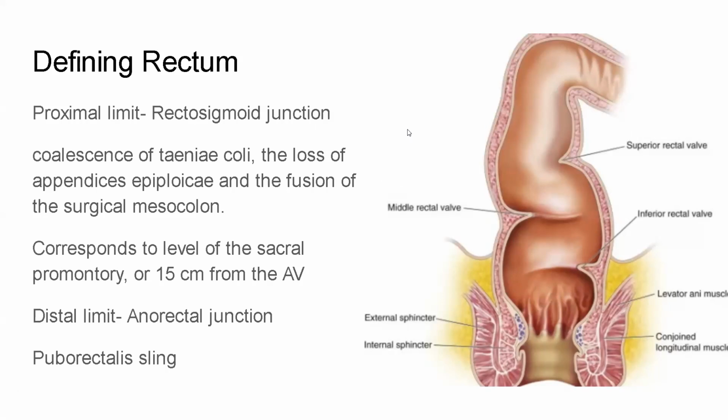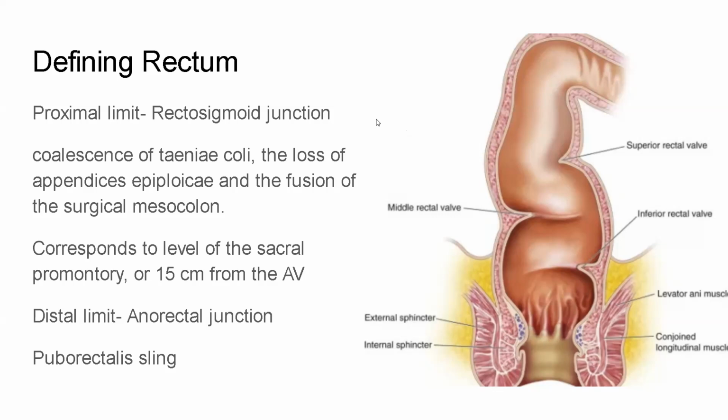And as far as surgeons are concerned, the proximal limit, that is the rectosigmoid junction, is marked by the coalescence of the tinea coli, the loss of the appendices epiploicae, and the fusion of the surgical mesocolon. Now, this roughly corresponds to the level of sacral promontory, which is again approximately 15 centimeter from the anal verge.